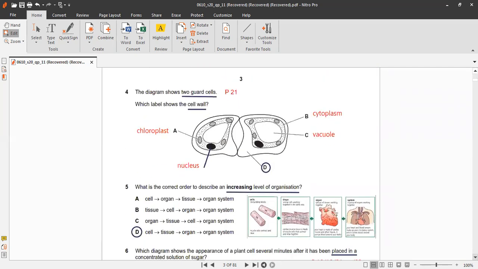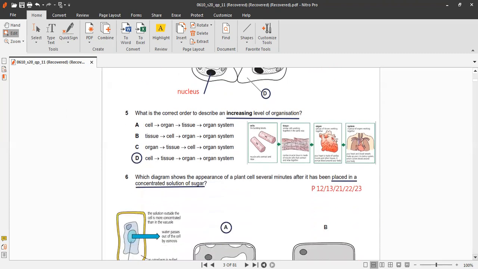The diagram shows two guard cells. Which label shows the cell wall? Yes, the correct answer is D, because here A is chloroplast, and this one is the nucleus, B is the cytoplasm, and C is the vacuole. So the correct answer is D. What is the correct order to describe an increasing level of organization? Yes, cell, tissue, organ, and organ system. So the correct answer is D.